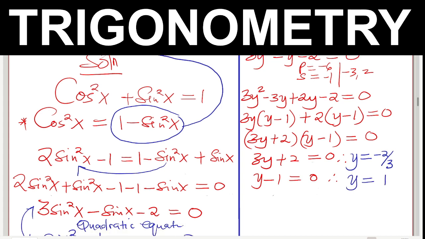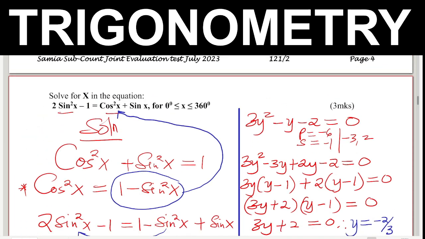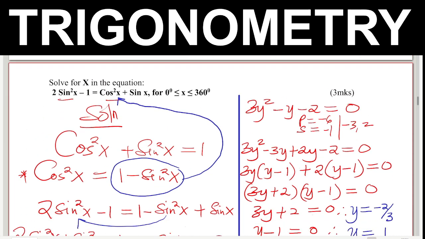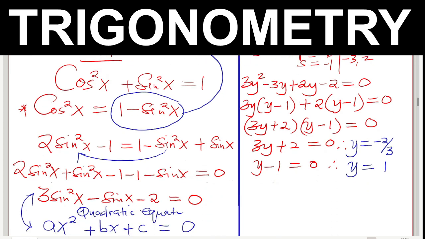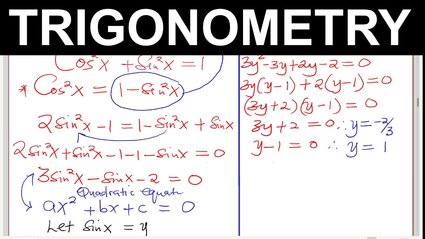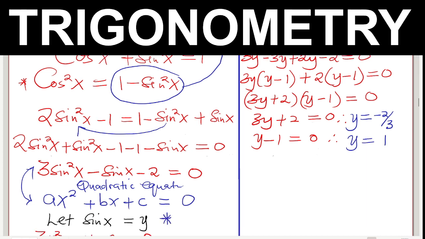So you have two values of y, but remember, in the question, you're supposed to obtain the value of x. You're solving for x, not y. So this is the point now. You remember, you had let sine x be y. So therefore, y is sine x. Remember that. So the first solution, y is equal to negative 2/3, so sine x is equal to negative 2/3. This is from the first solution here.